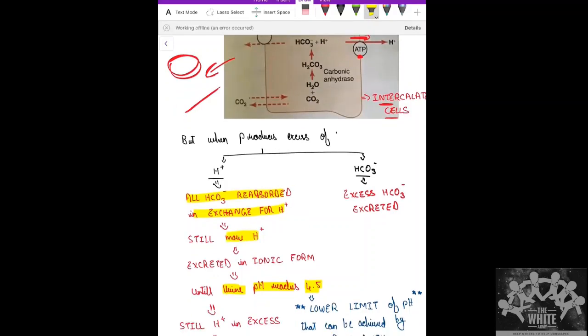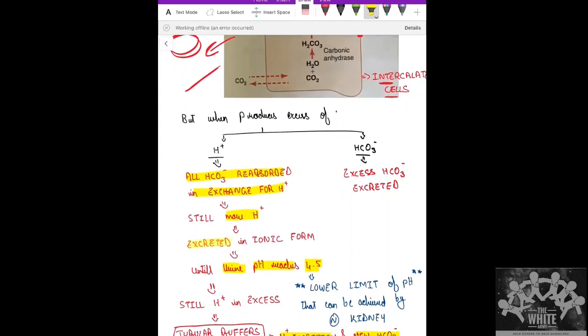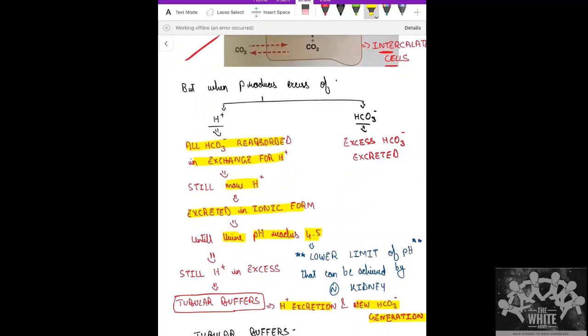One thing the kidney can do is excrete the H plus in the ionic form. But if it has to do this, there is a problem, because the urinary lower limit of pH is just 4.5. It cannot go below 4.5. So if H plus is excreted in ionic form, the urine rapidly reaches this limit. So this cannot take place, and then there will be more acidosis in the body.